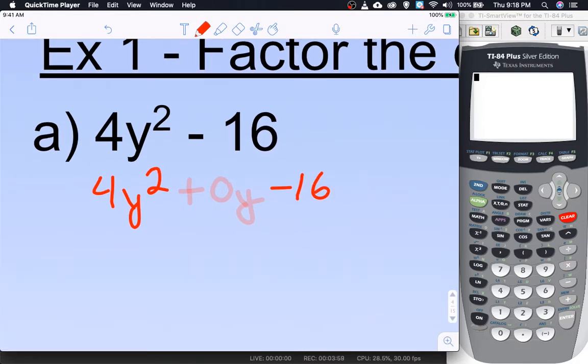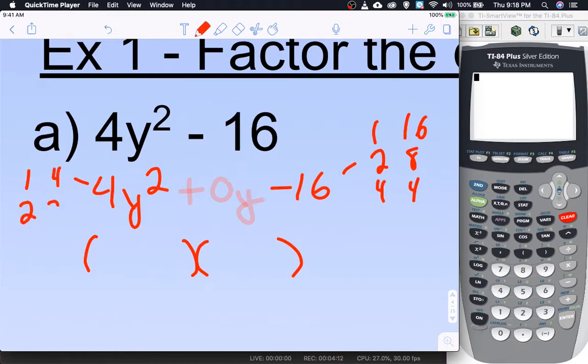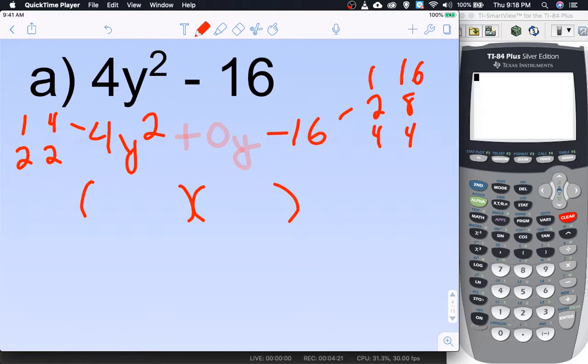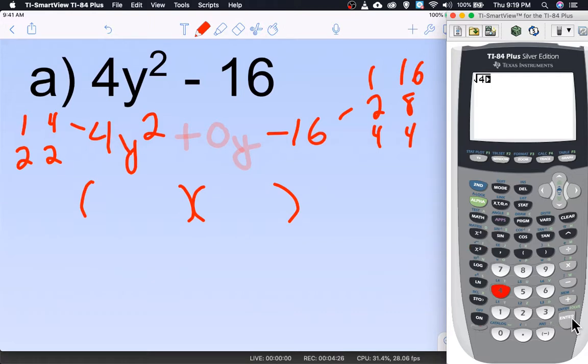Now, if we try to factor this like normal, my factors of 16 are 1 and 16, 2 and 8, 4 and 4. My factors of 4 are 1 and 4, 2 and 2. But more specifically, the 4 and the 16 are both perfect squares. They are numbers that I can take the square root of and get a perfect answer. And that's a clue for us that this may be a special factoring.